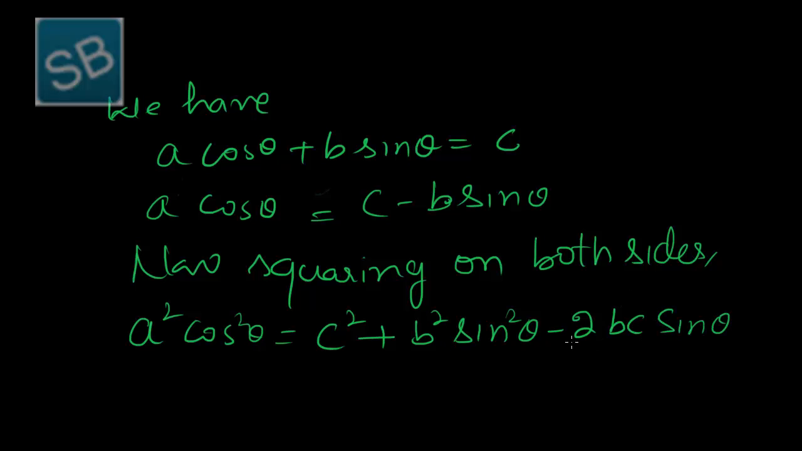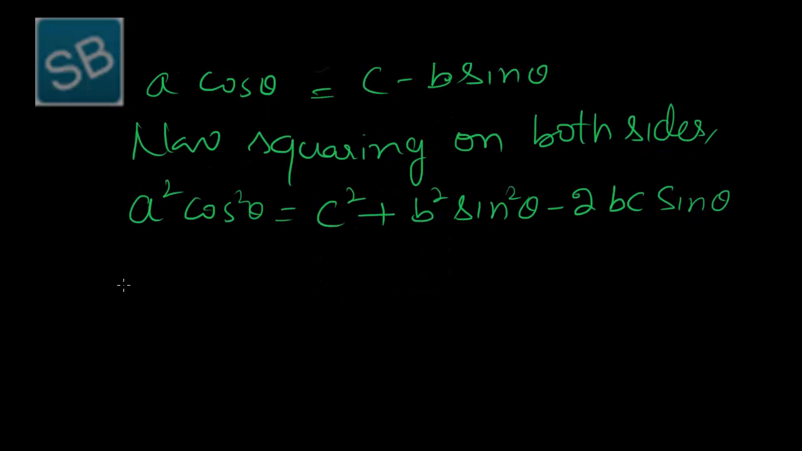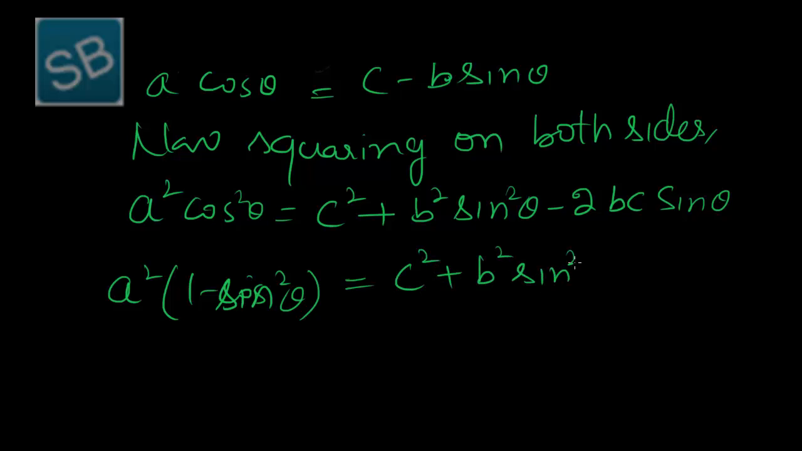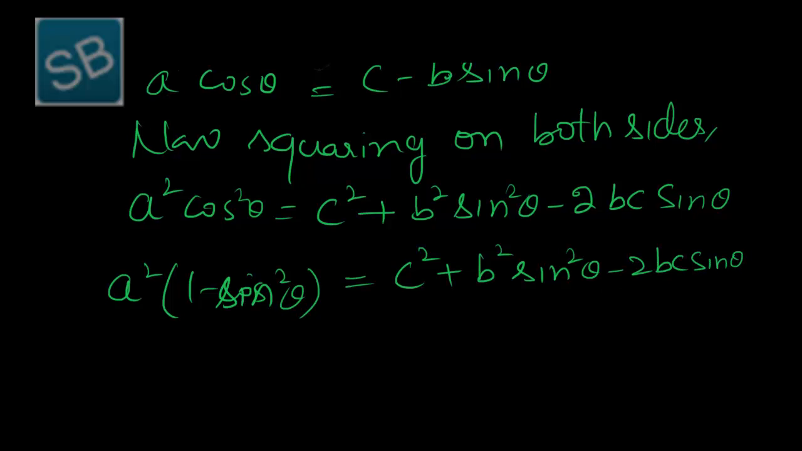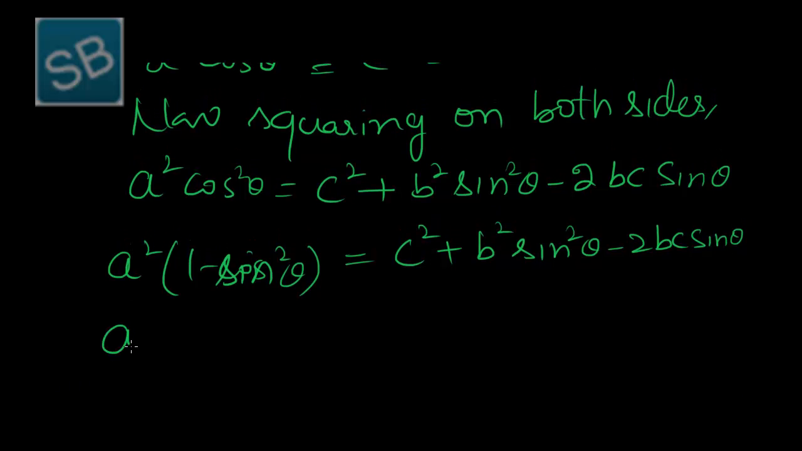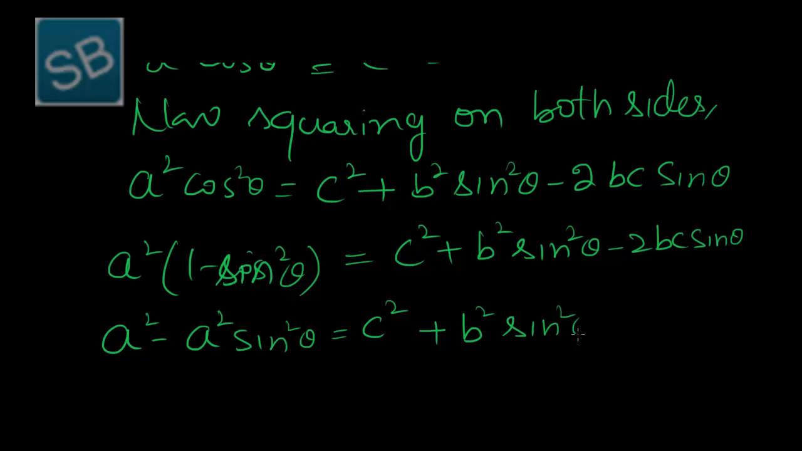As we have square form and linear form, we will convert cos square into sin square form, so that we get the whole expression in sin form. So from the identity cos square plus sin square is equal to 1, we get cos square is equal to 1 minus sin square. So we get a square minus a square sin square theta is equal to c square plus b square sin square theta minus 2bc sin theta.